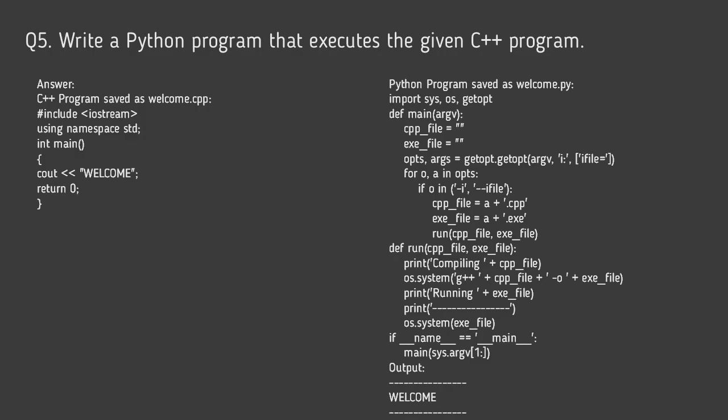In this example, a simple C++ program prints the word welcome. The program is saved as welcome.cpp. A Python script then compiles and runs this file using the OS, sys, and getOpt modules. When executed, the final output displayed is welcome.